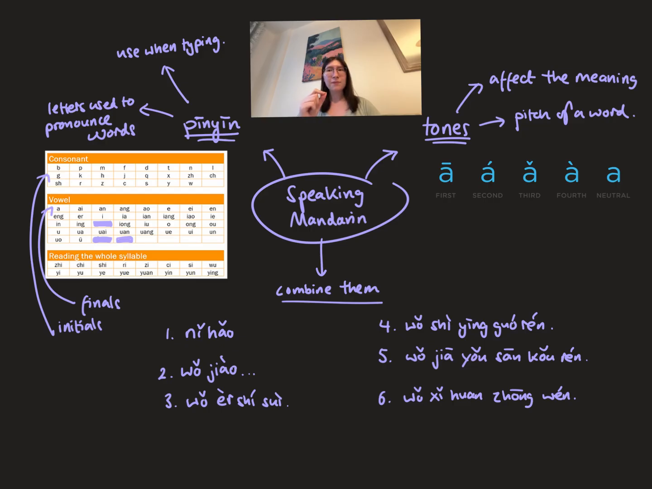However, if you're speaking quickly or listening to someone speaking quickly, the third tone often doesn't go down, up. It just stays low. So you're just getting the gravelly sound in the lower part of your throat. So you will hear the third tone pronounced in those two ways.